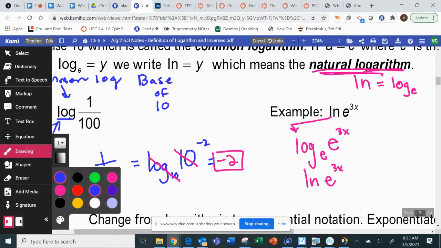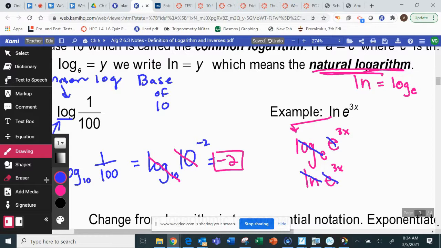Okay, so if I have log base E of E, these should cancel. But you're not going to see it written that way unless you change it. You'll see it written the one underneath. So if I have ln of E, they cancel. They're inverses. What do I get for my answer? 3x, whatever's left over.